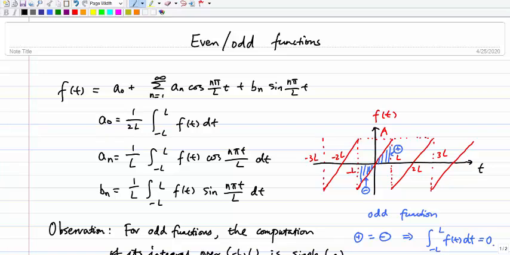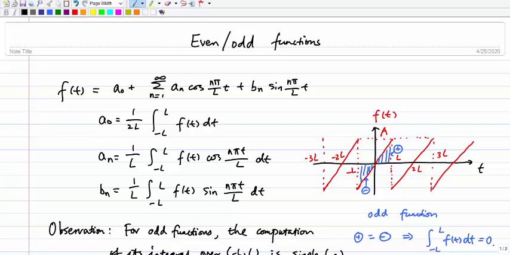In this video, I talk about the definition of even and odd functions and the properties of even and odd functions, and show you how you can use these properties to simplify the computation of the weights or the parameters used in the Fourier series.